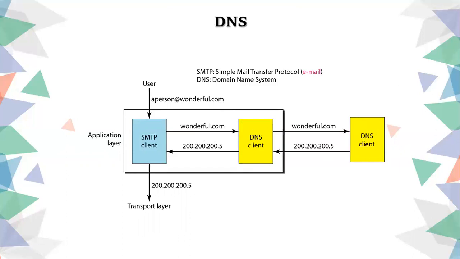Through that, if it finds that particular IP address, it will move on to your SMTP client, and that will go on to the transport layer. Through the transport layer, a TCP connection will be generated for the particular IP. Then the connection will be established and the data will be passed over.